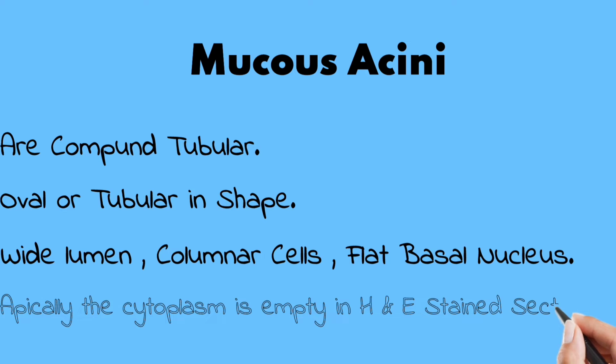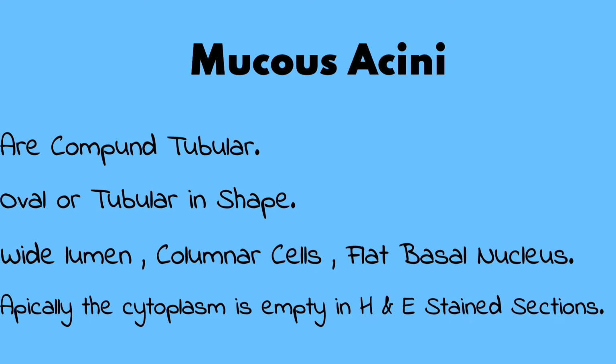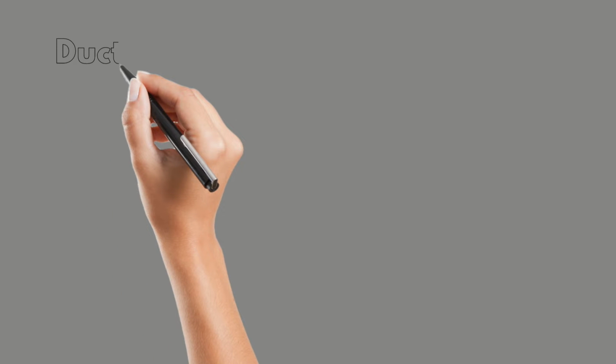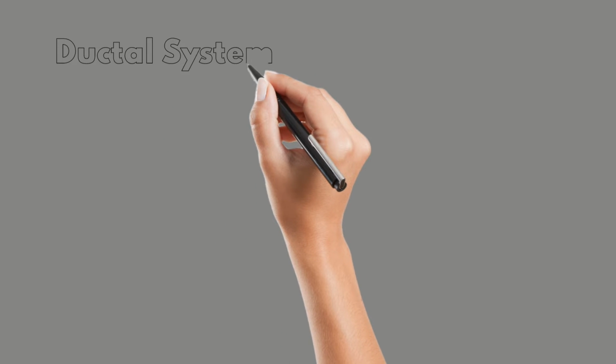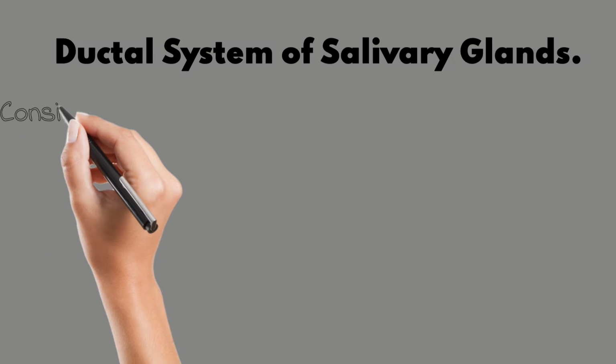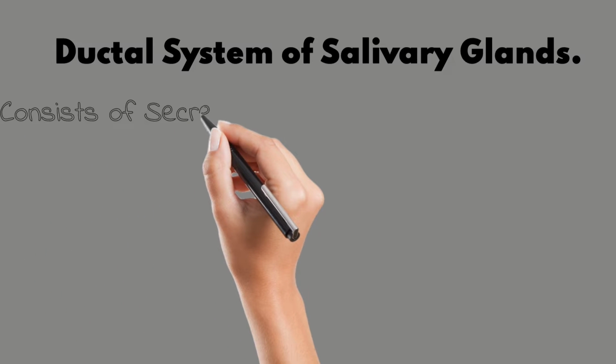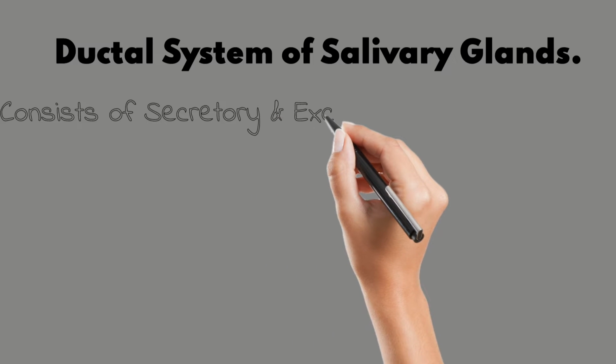Next, we will understand what demilunes are. Demilunes are half moons. So, what does demilune mean? These are half-moon shaped structures, and they are placed on the mucous acini as serous demilunes.